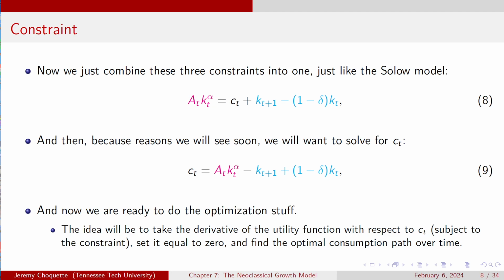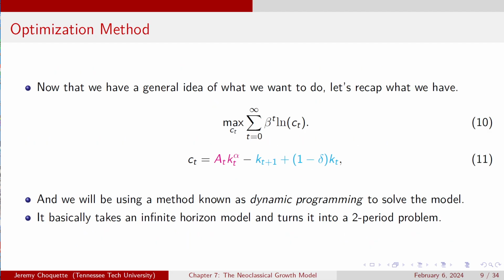And now, with equation 9, where c is equal to output minus investment, I'm ready to do the optimization. The idea is I'm going to take the derivative of that utility function with respect to c, subject to the constraint, set it equal to 0, and find the optimal consumption path over time. Mostly. So now we've got a general idea of what we want to do.